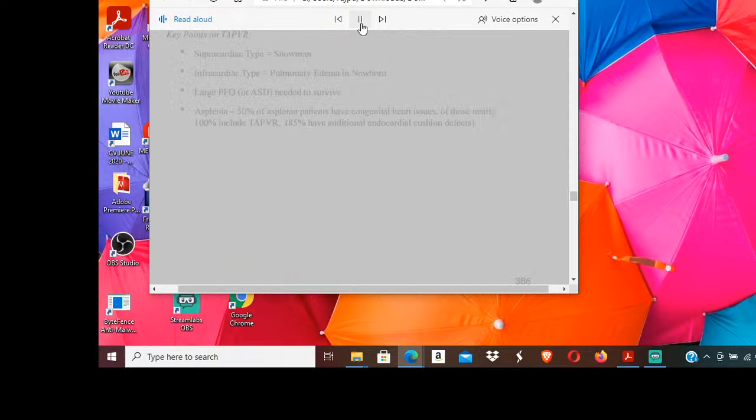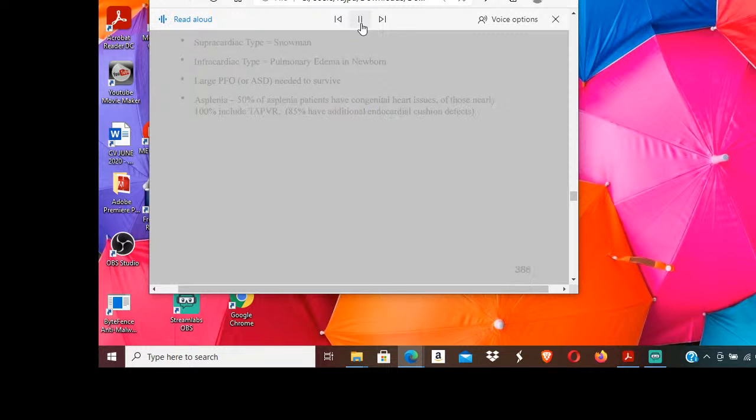Key points on TAPV. Supracardiac type equals snowman, infracardiac type equals pulmonary edema in newborn. Large PFO, or ASD, needed to survive. Asplenia: 50% of asplenia patients have congenital heart issues, of those nearly 100% include TAPV, 85% have additional endocardial cushion defects.